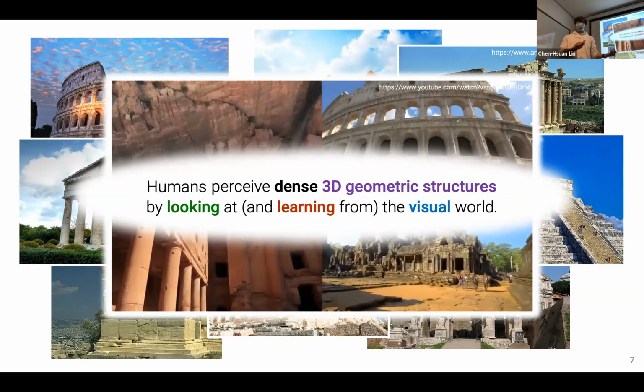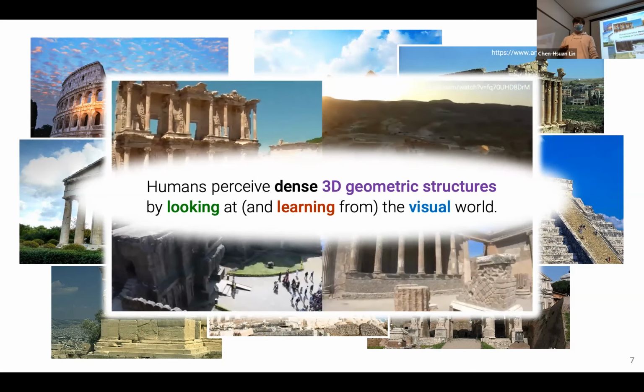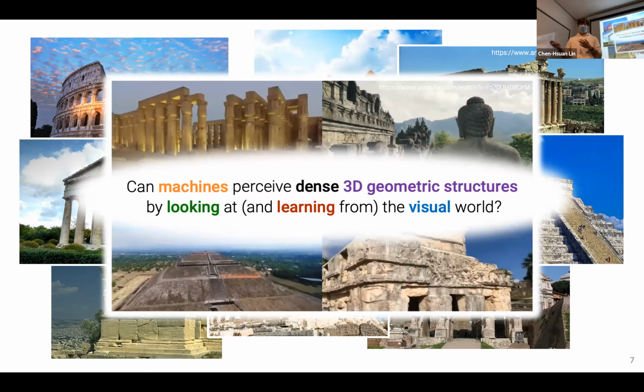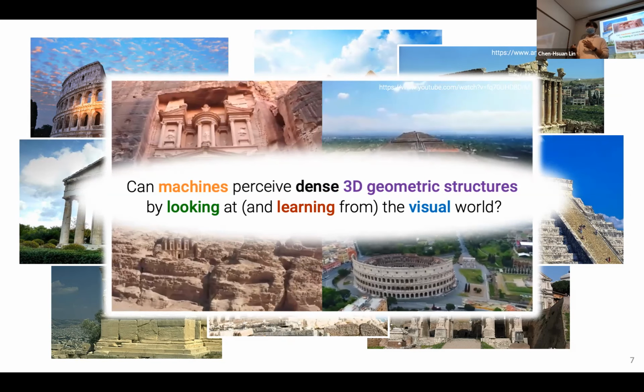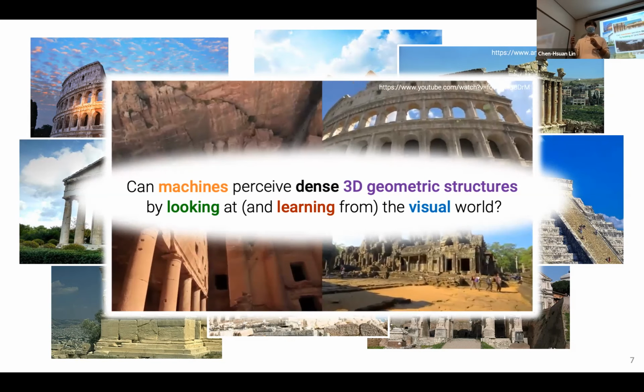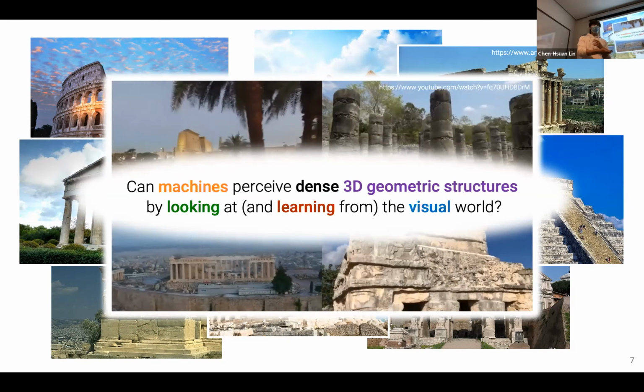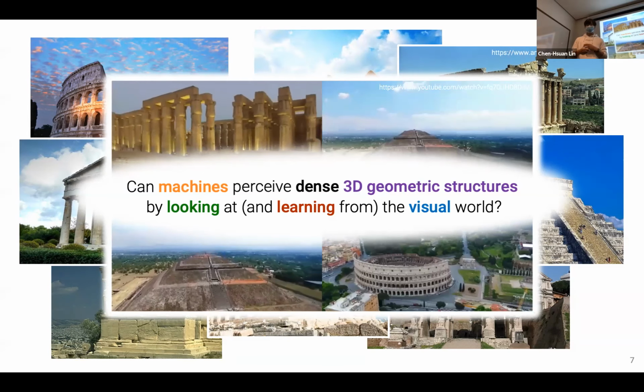So my long-term research is focused on answering the question: can we also allow machines to do the same? Can we enable AI systems to learn to perceive these dense geometric structures from abundant sources of visual data like images and videos?